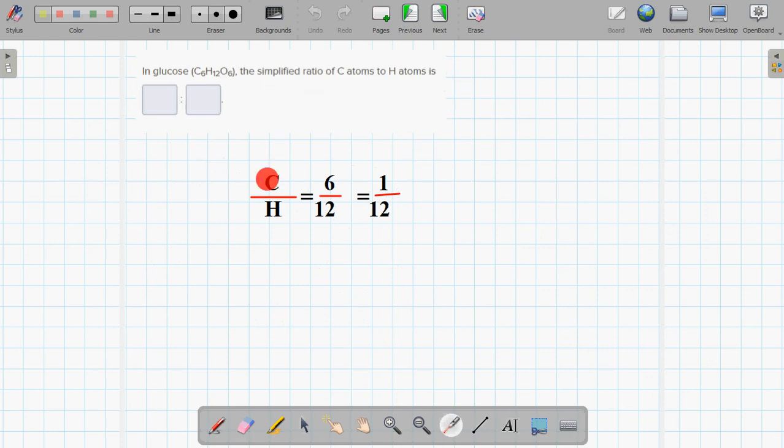And here you're just setting up a ratio, carbon to hydrogen, which would be 6/12, which reduces down to 1/2. And it says ratio of carbon to hydrogen. So in the boxes you would put 1 and then 2.